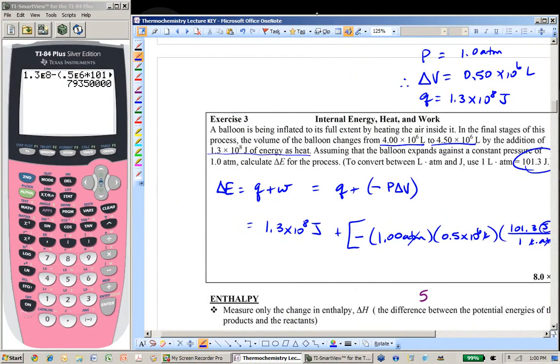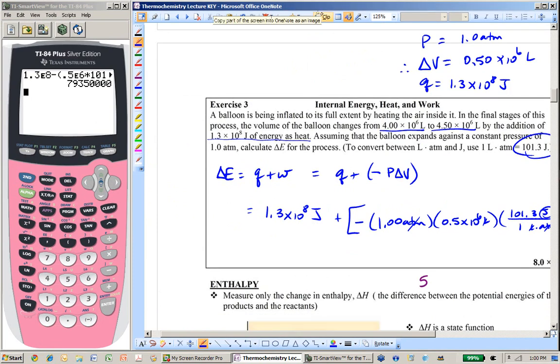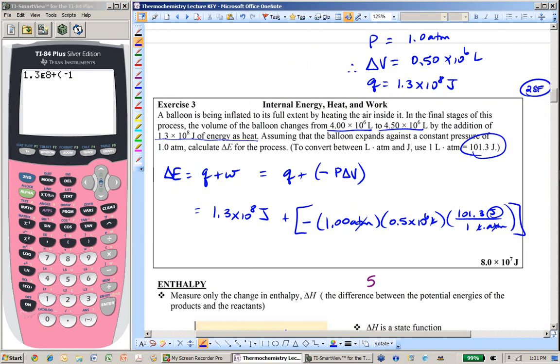So 1.3 EE8 plus, open a paren, minus 1, why did I even do that? I don't even need that in there, times 0.5 EE6 times 101.3.